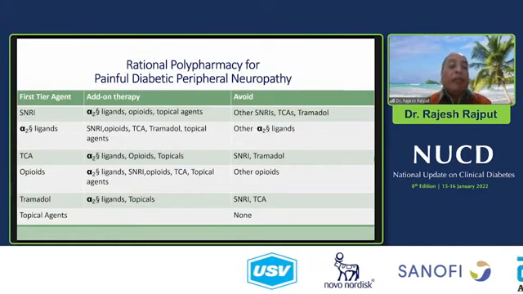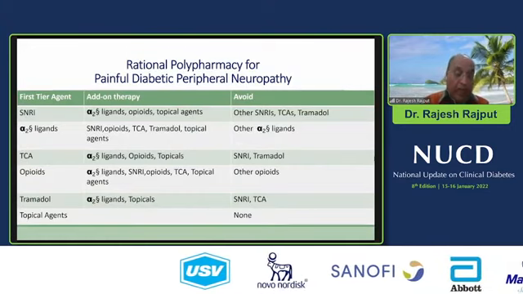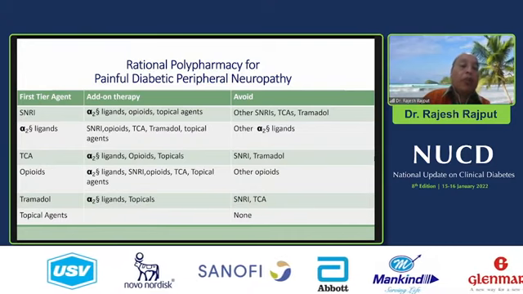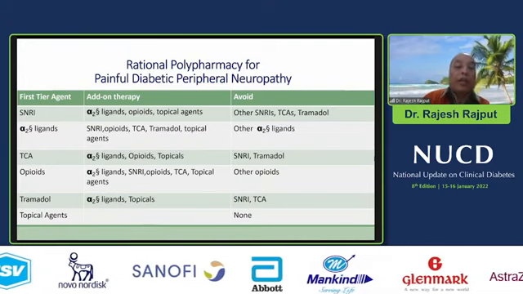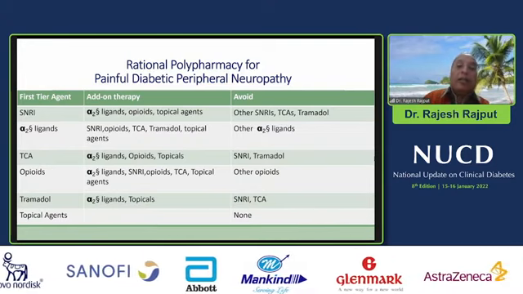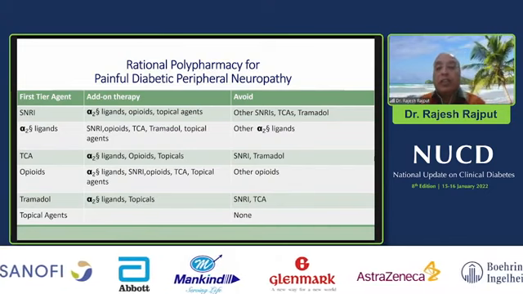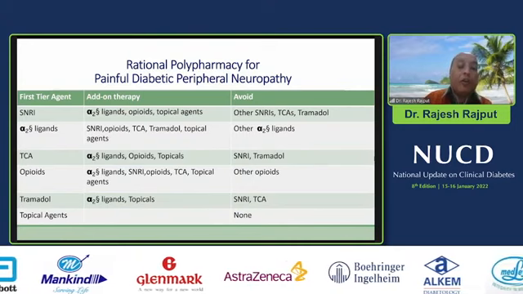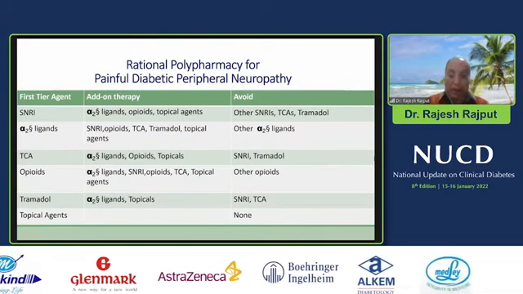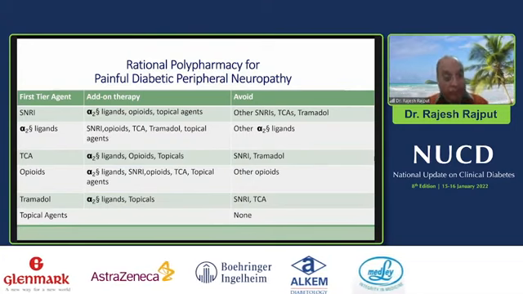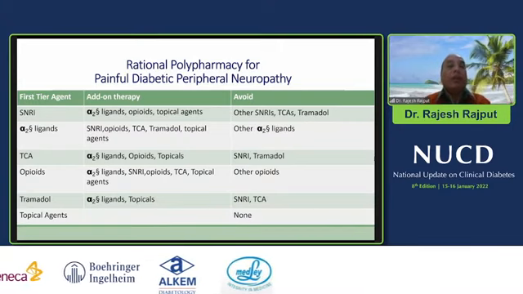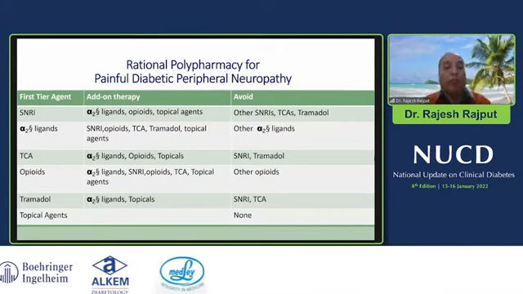Moving further, if the patient is not responding to one drug, we can use a combination of drugs. For example, if you have prescribed duloxetine and the patient is not responding, then please do not add another drug from the SNRI class or TCA or tramadol. For these patients, pregabalin or opioids can be used as add-on drugs. So that's how rationally we should choose therapy in our patients who have diabetic painful neuropathy.